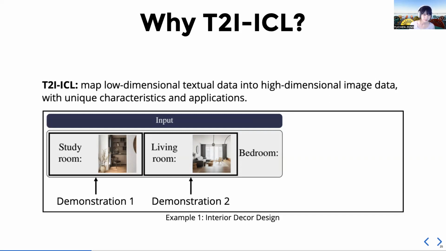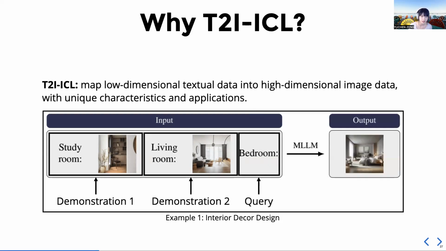Here is an example of using T2I ICL for interior decor design. There are two demonstrations. We provide the text instruction, study room, and then the decoration design of the study room. We do the same thing for the living room. Now we want an image for the bedroom, which should be in the same style. Given this query, this example is done using GPT-4V and DALL-E 3, and we found that it is able to generate a bedroom of the same style.